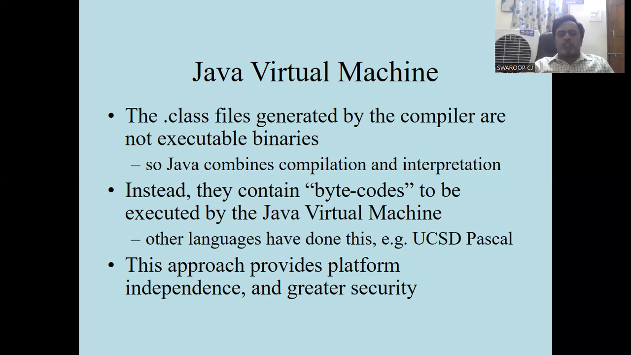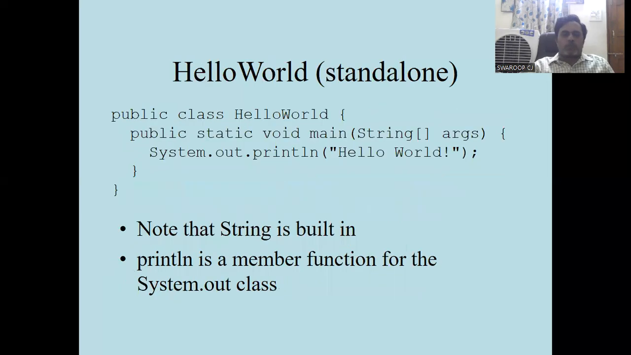Because of this approach, it will become platform independent and have greater security also. If you want to write a Java program, first you must create a class. By default, the classes are always public. Here I'm creating a class with the name Hello World. My aim is to display a message, just Hello World, when I execute the program.